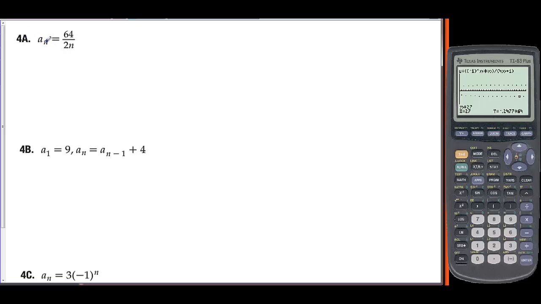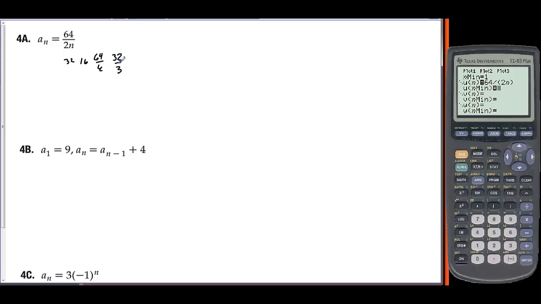In 4a, we have a sub n equals 64 over 2n. So let's go to our y equals, clear this. We have 64 divided by 2n. I should put parentheses in the bottom here, 2n. And let's see what our first value would be. Our first value is actually 32. Our second one would be 16. And our third one, 64 divided by 6. So that's 32 over 3.